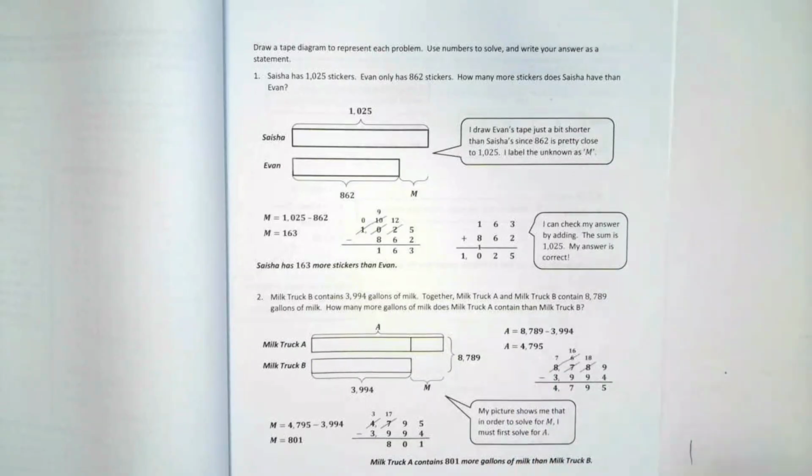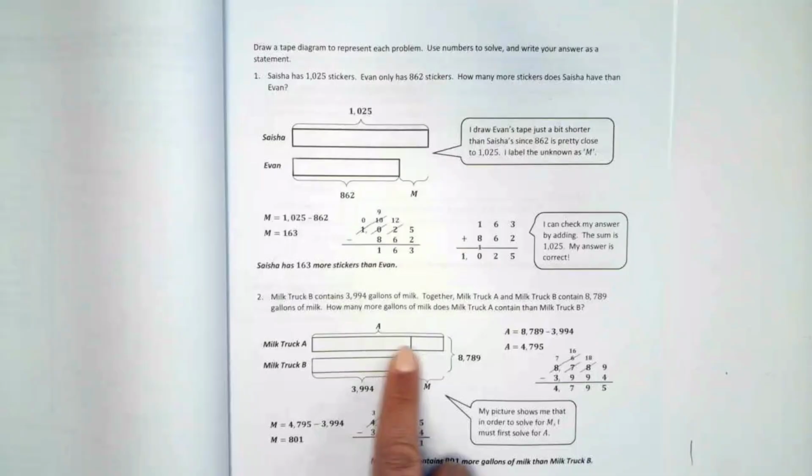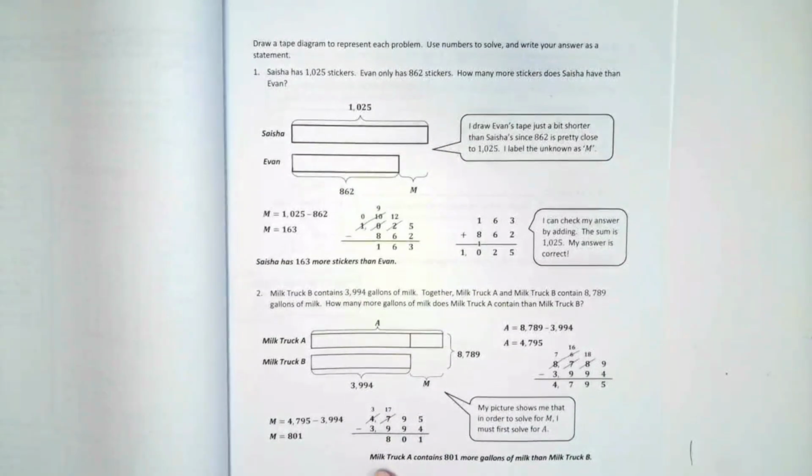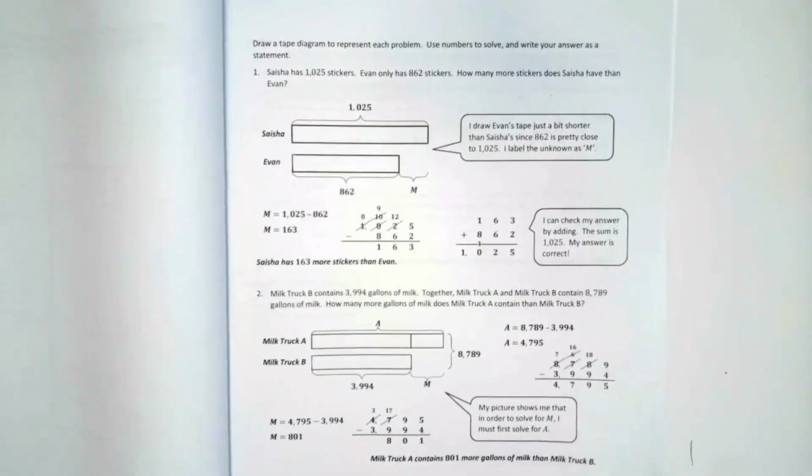The next step is to figure out how much more milk truck A has than milk truck B. In order to find out how much more, you have to subtract milk truck A's amount minus milk truck B's amount. And they subtracted and they got 801. And this is in gallons of milk. So their answer statement says milk truck A contains 801 more gallons of milk than milk truck B. Let's turn the page and see what's next.